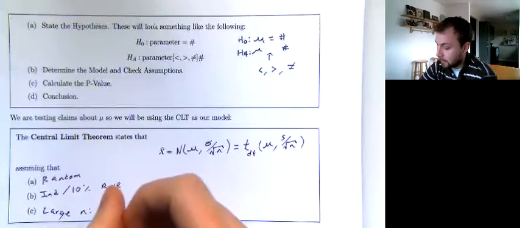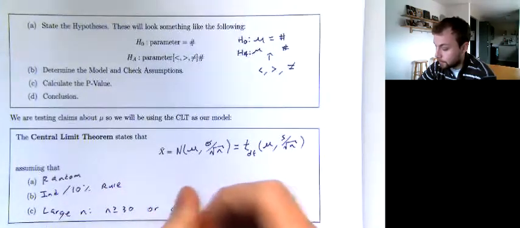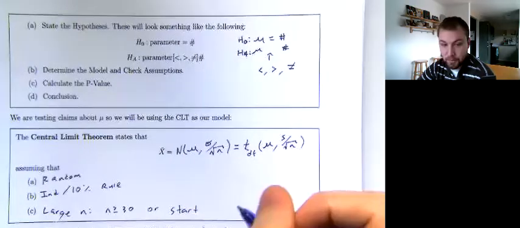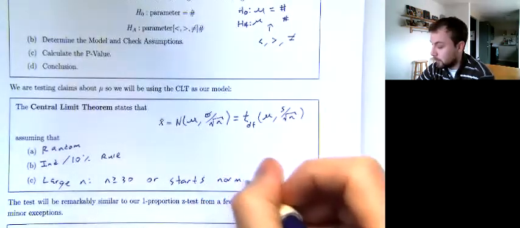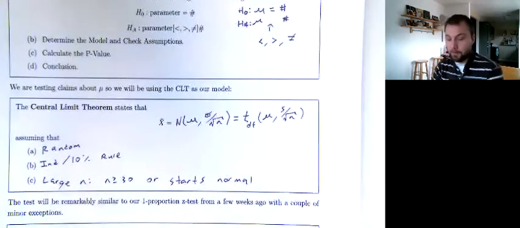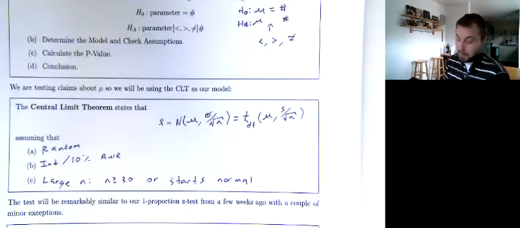And large N means I either start with 30 or more samples, or the original distribution starts looking like a normal curve. So by that I mean if I graph this thing, it should look unimodal and symmetric. It should look like that bell shape.